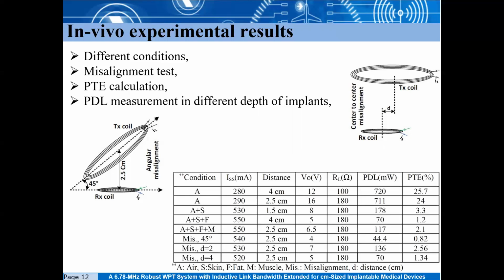The RX board is implanted inside the body. The depth of implants is increased step by step with different surgeries by the dedicated medical team. In all the conditions, the PDL and PTE are measured and calculated. In the sixth row of this table, the result of a misalignment test with 45 degrees between TX and RX coils is presented. In the seventh and eighth rows of this table, the results of the misalignment test with distance between TX and RX coils are presented.